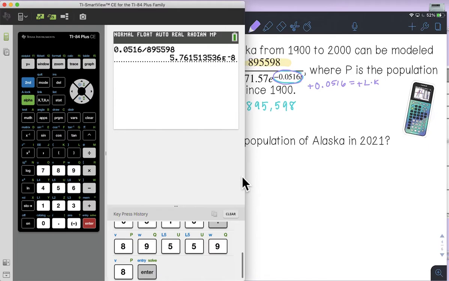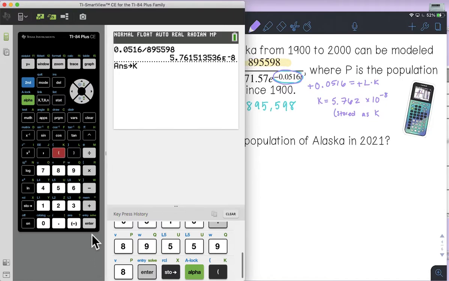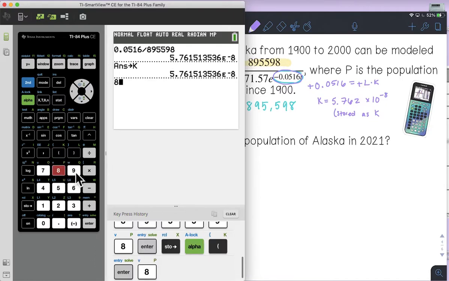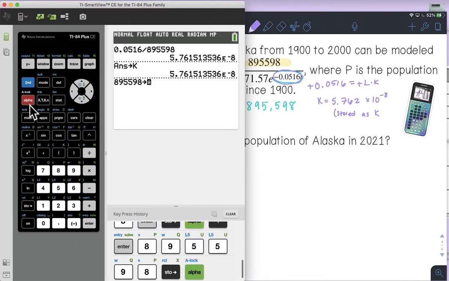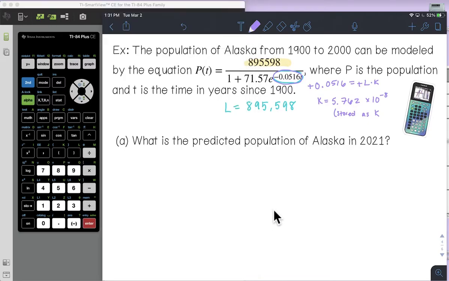So I'm going to write that down. K equals 5.762 times 10 to the negative 8th, but I'm going to store that as K on my calculator, so that way I don't have to type it in every time. I'm going to hit the store button, alpha, and then find my K, which is above my opening parenthesis. I'm also going to store my limiting value as L, so that way I don't have to type it in every single time because I'm lazy. And there we go.